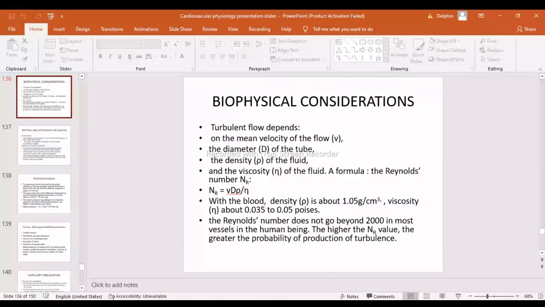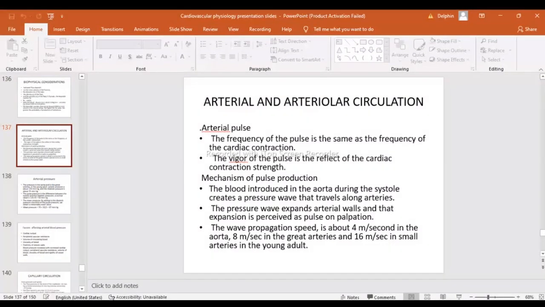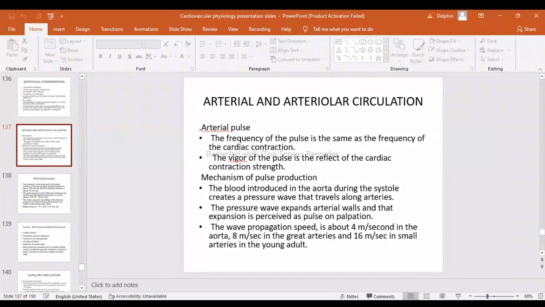And when we consider the arterial pulse, the frequency is the same as the frequency of the cardiac contraction. And the vigor of the pulse is the reflection of the cardiac contraction strength. The blood entering the aorta during systole creates a pressure wave that travels along the arteries.